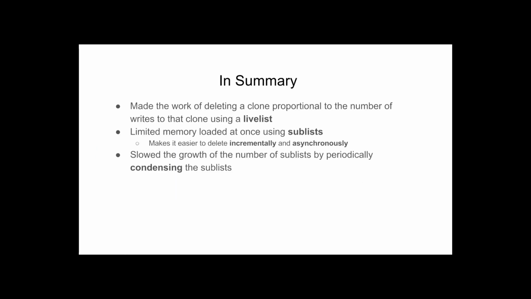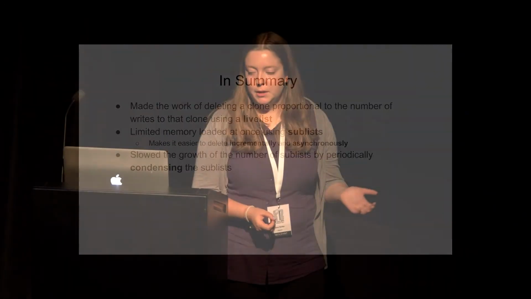So in general, what have we done? We've made the work of deleting a clone proportional to the number of writes to that clone as opposed to the size of the data set. We've limited the memory that we load at once. We now have tight control over what happens when we delete. We're not going to load in tons and tons of memory when we delete something, which was an issue with the original live list algorithm, and we did that using sublists. The sublist paradigm also gave us a strategy for incrementally deleting sublists and asynchronously destroying them.